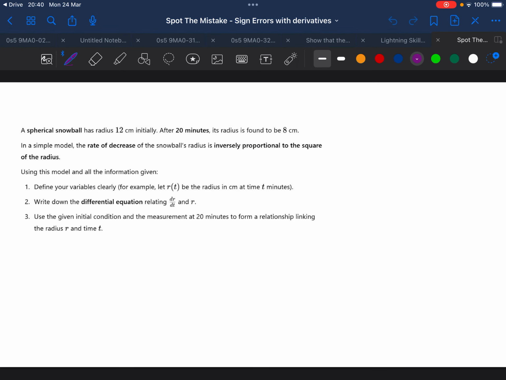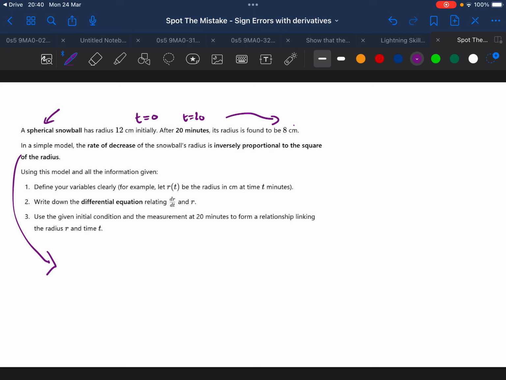Okay, so what mistake are we going to make in this question? A spherical, that may be important, snowball has radius 12 centimeters initially. After 20 minutes, so that sounds to me like t equals 20, it's 8. In a simple model, the rate of decrease of the snowball's radius is inversely proportional to the square of the radius.